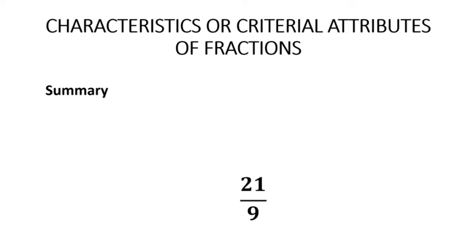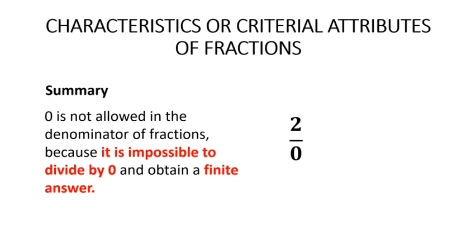We can also have a combination of whole and parts of a whole. This therefore means that you would have more than the equal pieces that consist of one whole. 21 over 9 is such an example. However, what is not allowed is 0 in the denominator. This is because it is impossible to divide by 0.